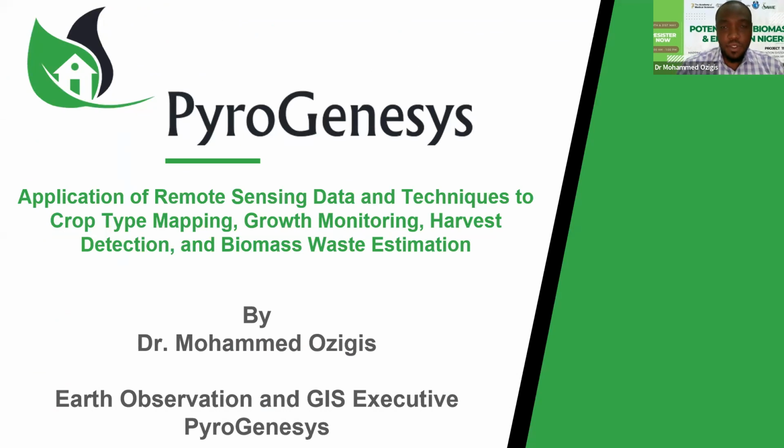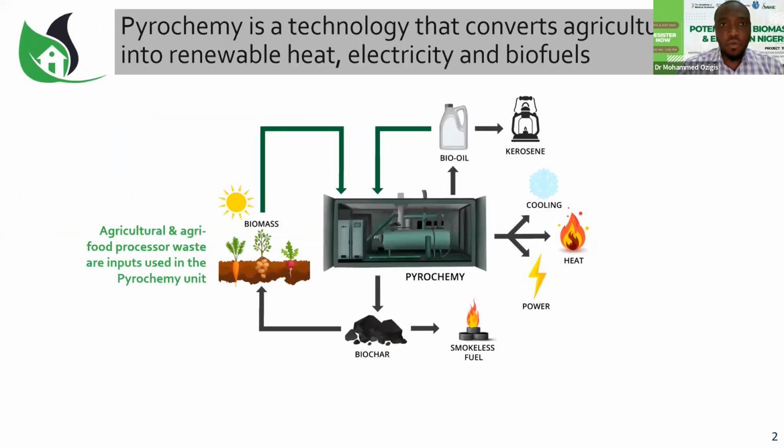Just to give a brief background on what Pyrogenesis actually does. Pyrogenesis is a bioenergy technology company, and the technology itself ingests waste from agri-processing factories and agricultural residues. This waste is processed using a process called pyrochemy to generate a wide range of byproducts: bio-oil, renewable heat, electricity, and biochar. So from the work scope of Pyrogenesis, the use of biomass, residues and agricultural waste is very paramount.